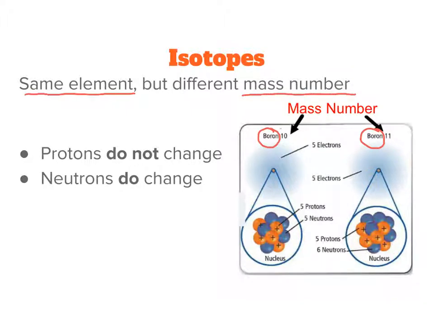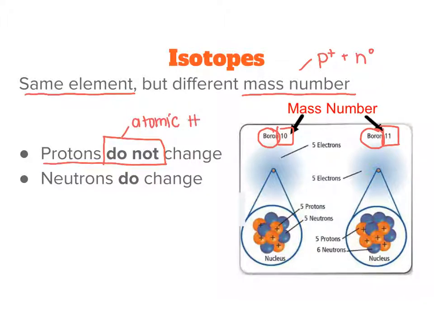So the number after the name, and I'm going to box that in, is different. So the one on the left side is boron 10, and the one on the right side is boron 11. So same element, different mass number. Now remember, you guys, the mass number is the protons plus the neutrons. And so one of those things has to be different in order to change the mass. The protons do not change. Remember, that's the atomic number, and it's unique to the substance, so we can't change that. The neutrons are the things that do change.